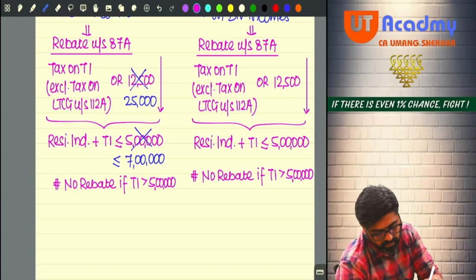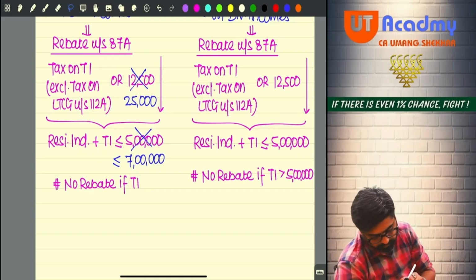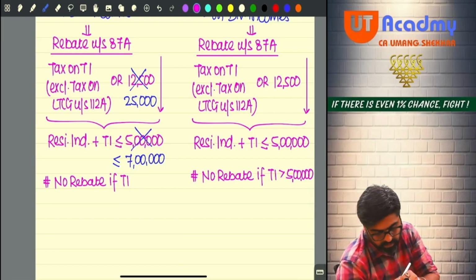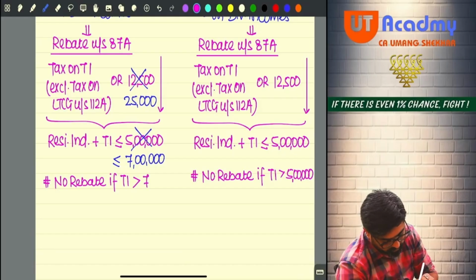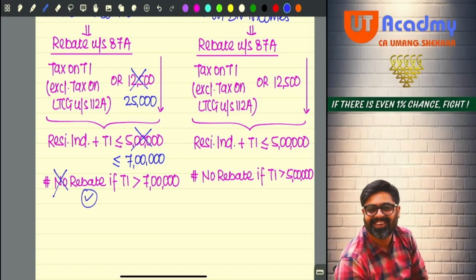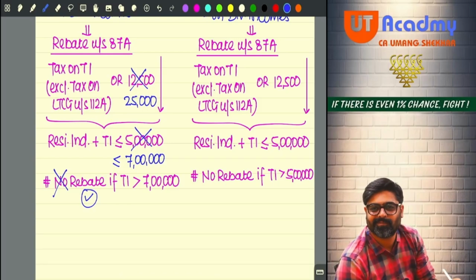What is the limit over here? 7 lakh limit is there, no? So what if your total income amount is greater than 7 lakhs? You will still get rebate.